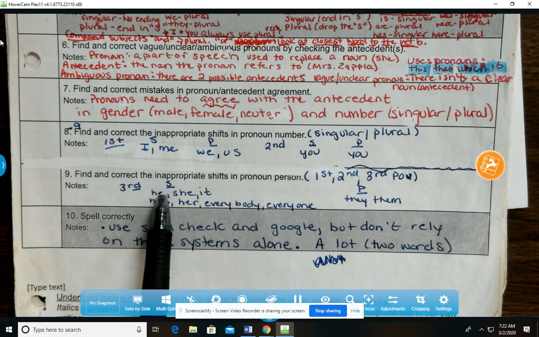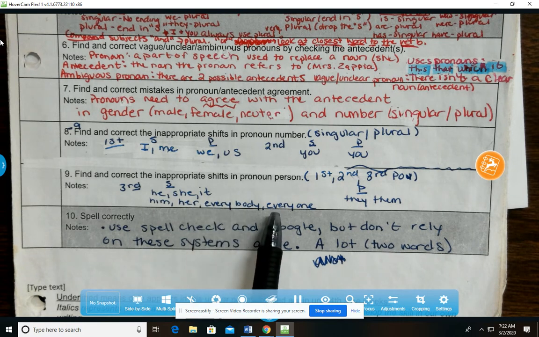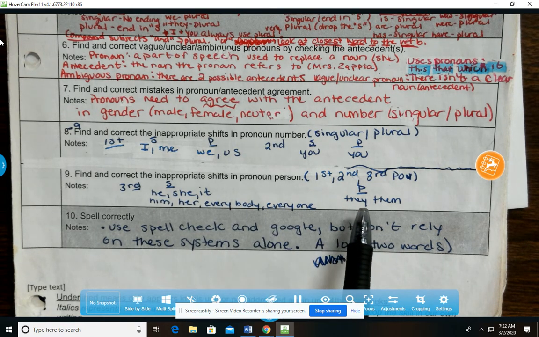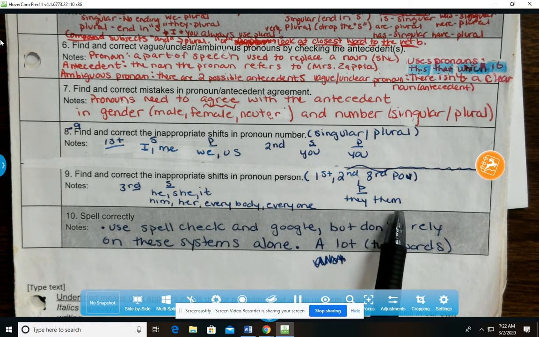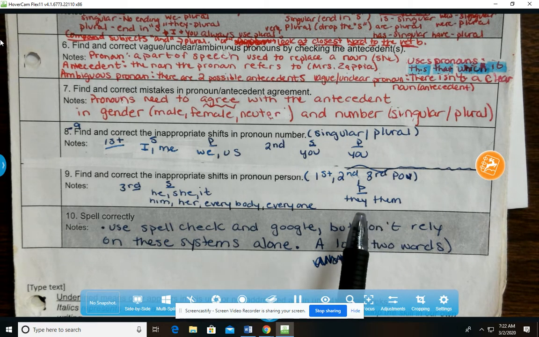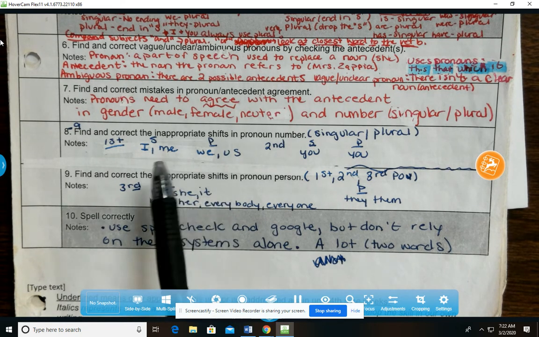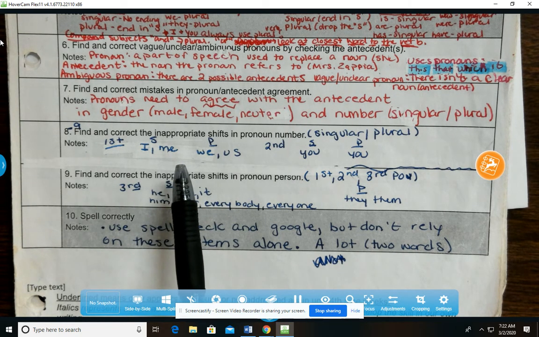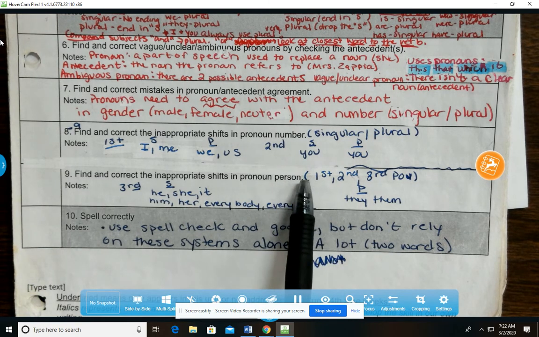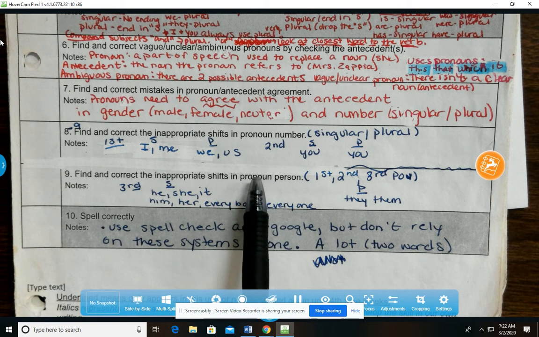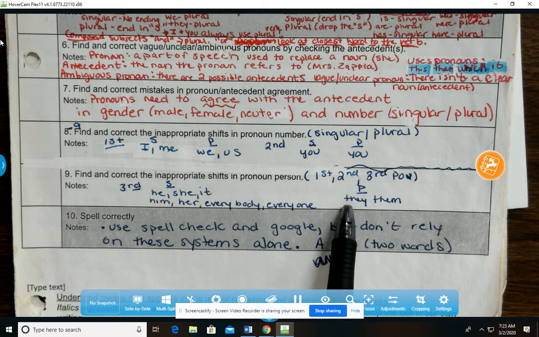And in the third person, we have the pronouns he, she, and it in the singular, as well as him and her, everybody and everyone. And in the plural, we have the pronouns they and them. So pronoun number means that maybe initially the antecedent we use is singular, but we actually use a pronoun that's plural. Or maybe early on we are speaking about a group and we use the word they.